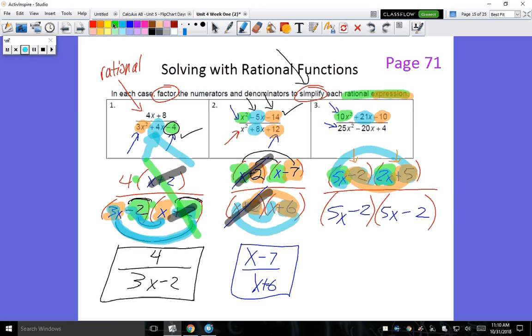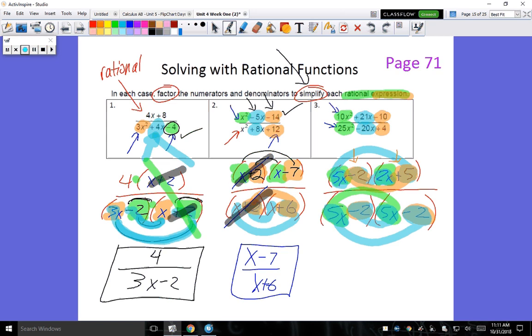Alright, so the first terms will multiply to get 25x squared. That works. The last terms will multiply to get a positive 4. That works. And last but not least, a negative 10x and another negative 10x will add to get me negative 20. So this, in fact, did work.